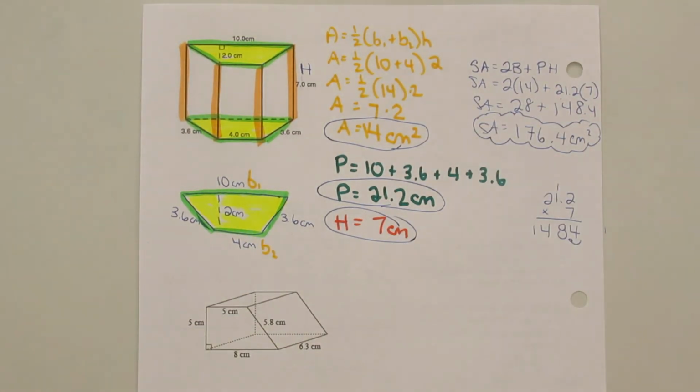So very comparable, very similar amount of work for surface area of the trapezoidal prism as it was for the triangular prism. Small difference using the formula for area of a trapezoid instead of the formula for area of a triangle. But everything else is the same for rectangular prism, triangular prism, and now trapezoidal prism.